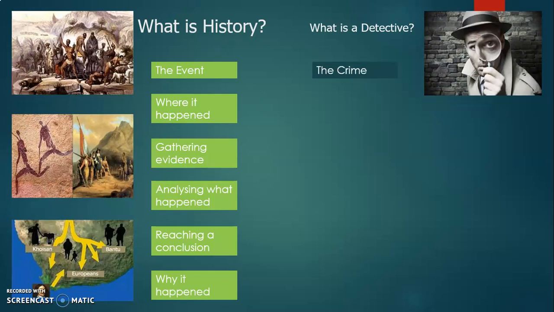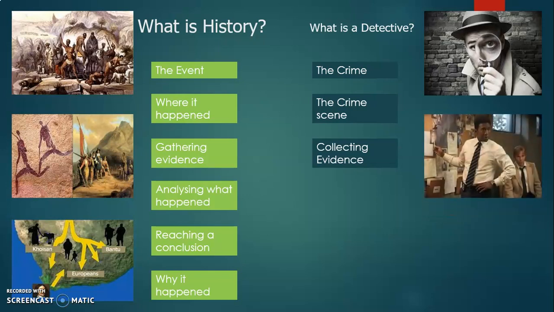Okay, he will arrive at the scene of a crime, which is the same as the historical event on the left-hand side. He will walk onto the crime scene, and the crime scene is the same as the question that we ask, where it happened. Next thing he will do, he will collect evidence from the crime scene. And then you can see the two detectives are sitting there, and they put all the information onto a notice board so that they can work through everything that happened. And that's when they start analyzing what happened at the crime scene.